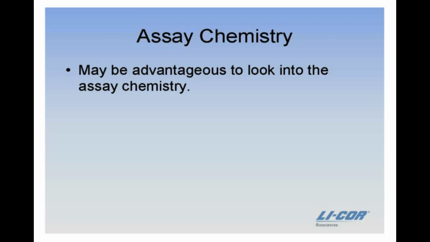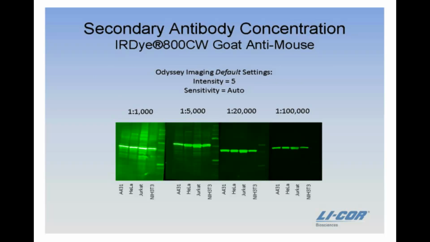If none of these suggestions seem to be improving the visual quality of the Westerns, then it may be advantageous to look at the assay chemistry. If the background of a Western blot is high, it will affect the signal-to-noise ratio so that in some cases bands may appear weak or absent.